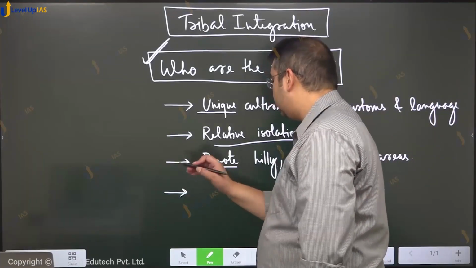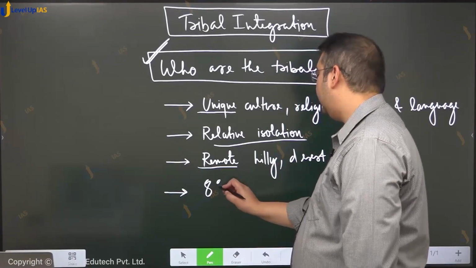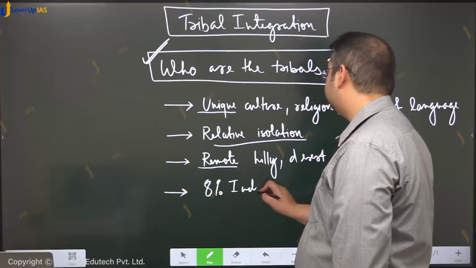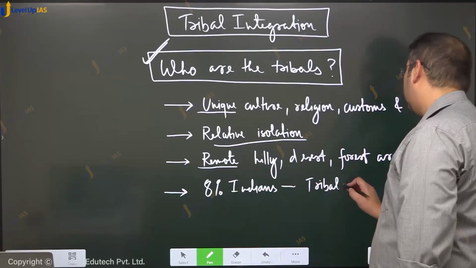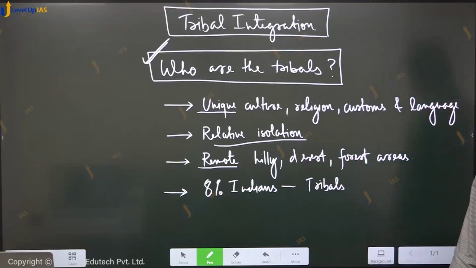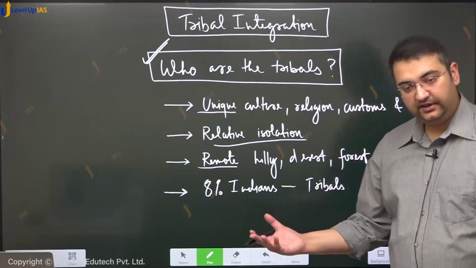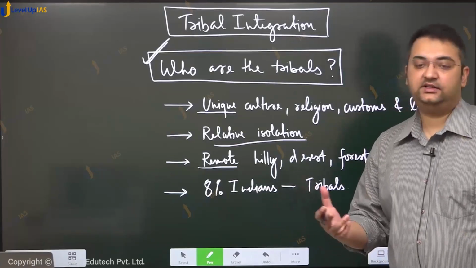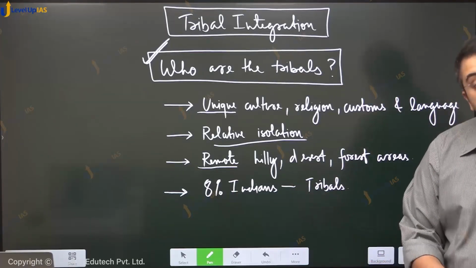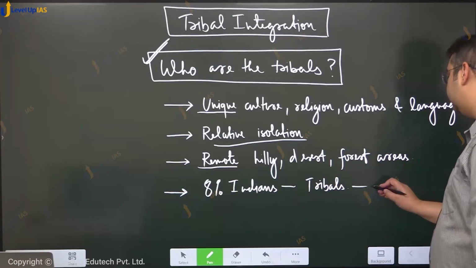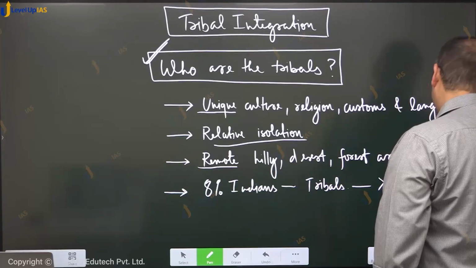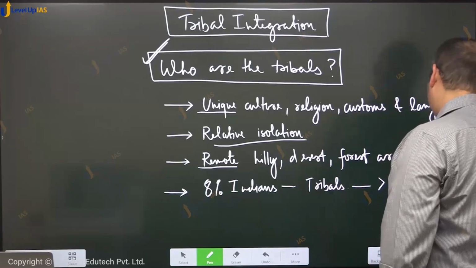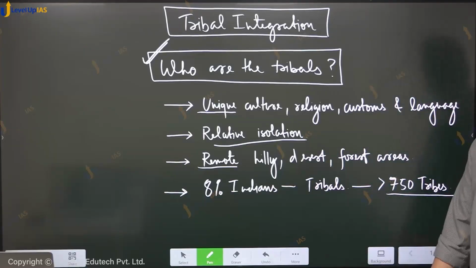Out of the total population of India, roughly 8% Indians can be categorized as tribals. We find that they are not only isolated from the mainstream society but isolated from each other as well. As a result, there exist several hundreds of tribes. There are more than 750 tribes in total which inhabit different parts of India.